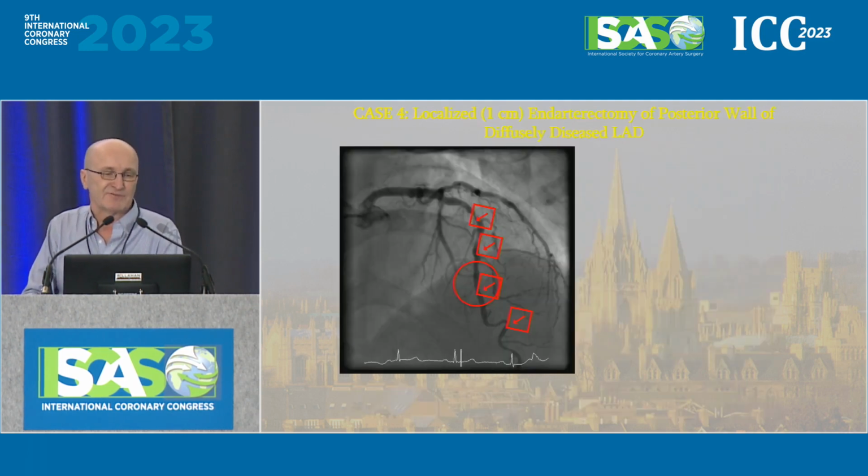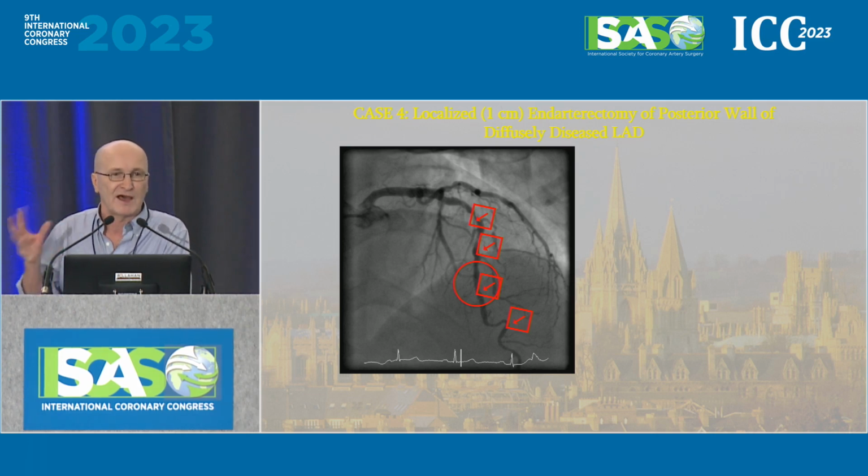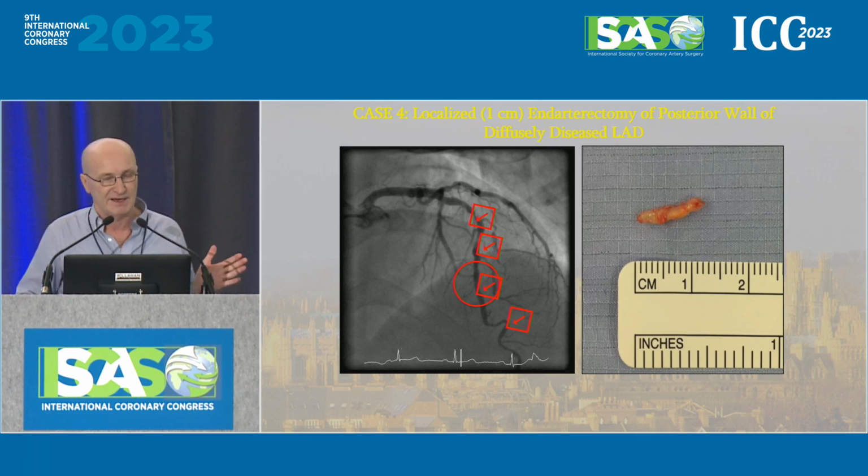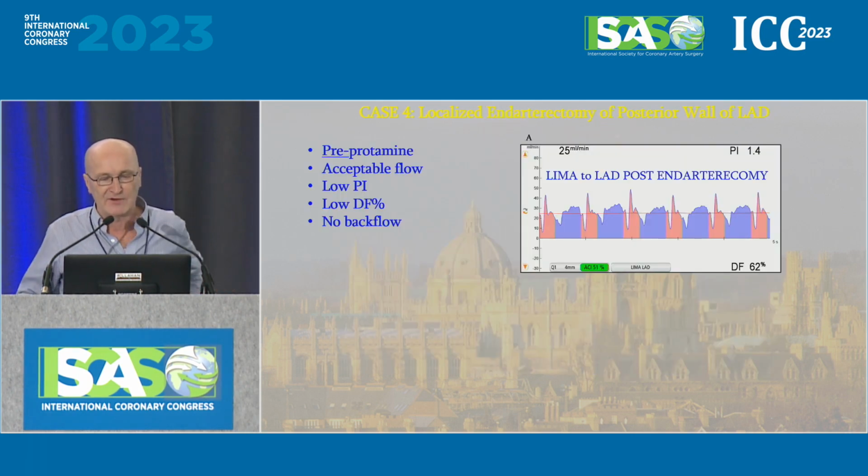So here's another case of mine. This was a case where I had to do an IMA to the LAD that was diffusely diseased. So I had to try and figure out where to put my graft of the IMA to the LAD, because it had multiple diseased areas. And eventually what I did was, in the circle, you can see what I decided to do was open the LAD at that point and do an endarterectomy, so that I felt I had a better area for doing the IMA graft.